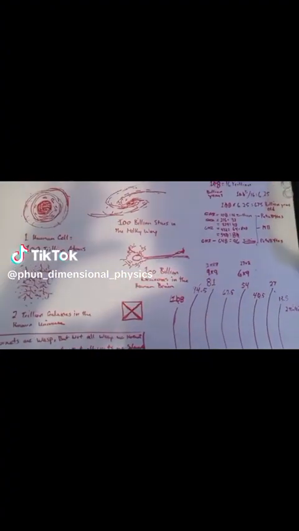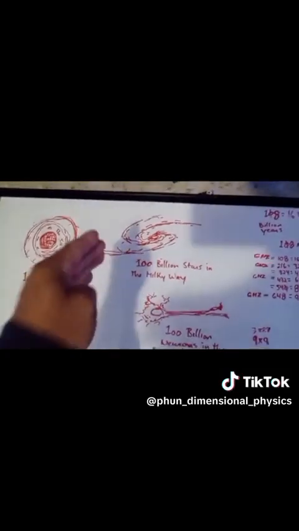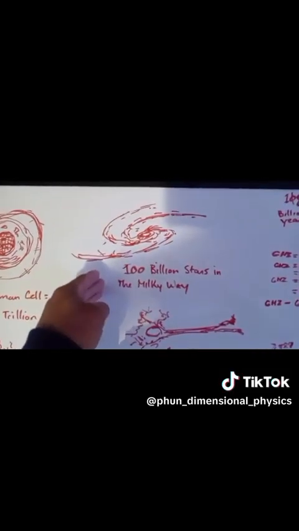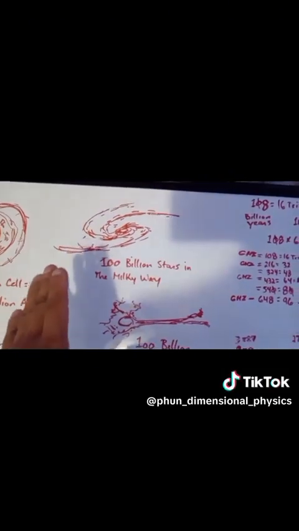All right, so I'm just throwing this out here. We have 100 billion neurons in our brain, and there are 100 billion stars in the Milky Way galaxy. And we know there's a mirror here. Most of us know that the universe is a mirror of the human mind.